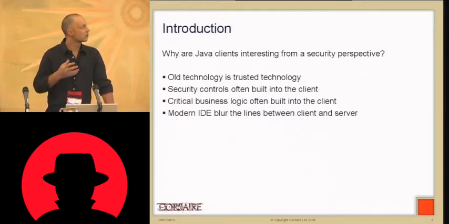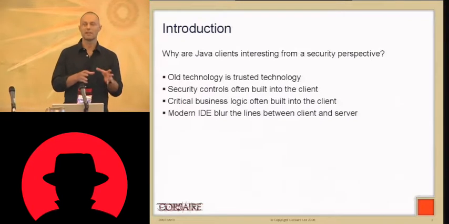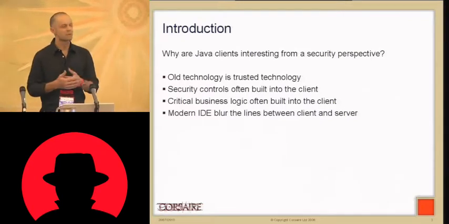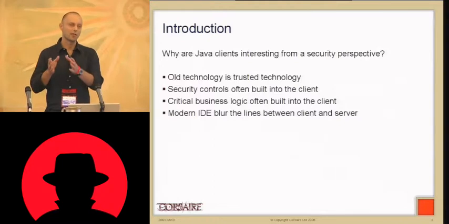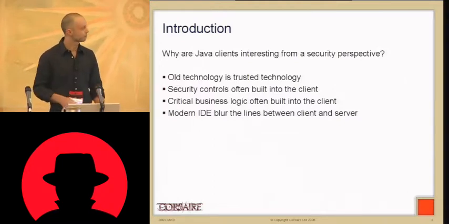And from a vulnerability point of view, what is interesting about Java clients is that often the security controls are built into the client side instead of onto the server side. And this is something that modern development environments make quite easy for developers. Well, it's easy for them to make the mistake of putting trusted code in the client side instead of on the server side.